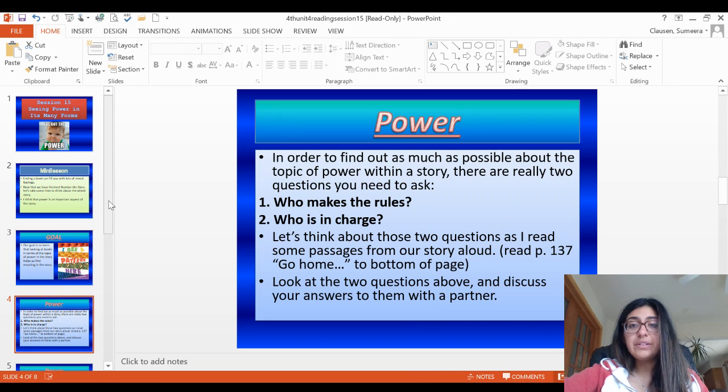So in order to find out as much as possible about the topic of power within a story, there are two questions that you want to ask. Who makes the rules and who's in charge? So I'm going to read to you a passage from Number the Stars, and I want you to think about, you could write this down or turn and tell your pet or your parent, who is making the rules and who is in charge at this time. So now I want you guys to remember the scene where Ellen and Anne Marie, a while back ago, ran into those German soldiers.